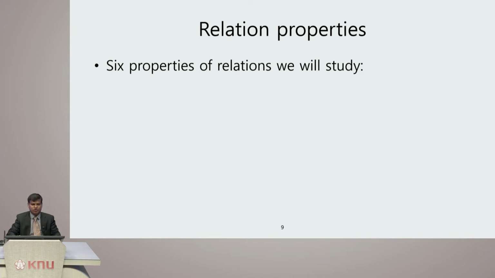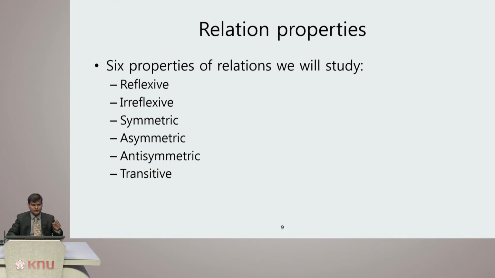Let's see some properties. There are 6 properties of relations that we are going to study. First is reflexive. Second is irreflexive. Third is symmetric. Fourth is asymmetric. Fifth is antisymmetric. The last one is transitive. Let's go one by one and see the properties of these relations.